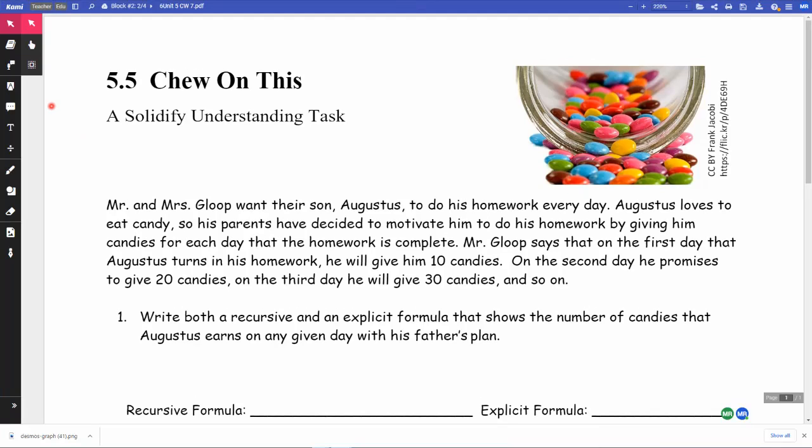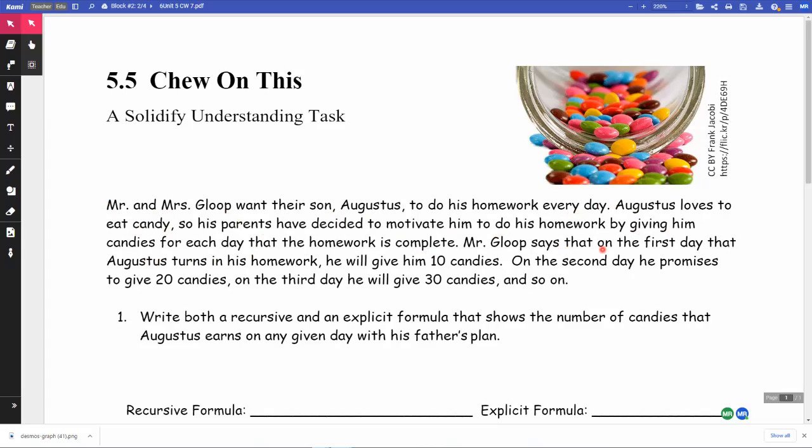So the first thing I'm going to do is read through the problem, and then we're going to highlight some of the important information and go from there. So Mr. and Mrs. Gloop want their son Augustus to do his homework every day. Augustus loves to eat candy, so his parents have decided to motivate him by giving him candies for each day that his homework is complete.